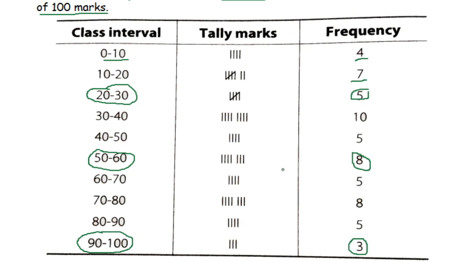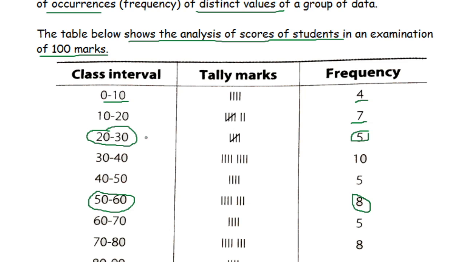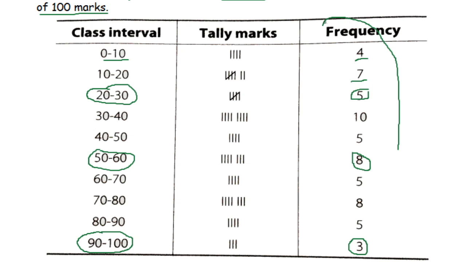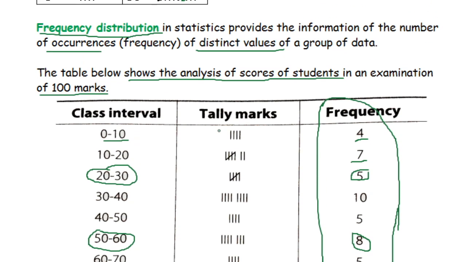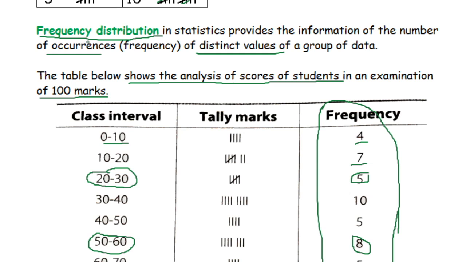So as you can see, in any frequency distribution, there must be frequencies, there must be a section or a column like you have it here that represents the number of occurrences of the various values in the group of data. So I'm going to explain more on the concept of frequency distribution in the next lesson.